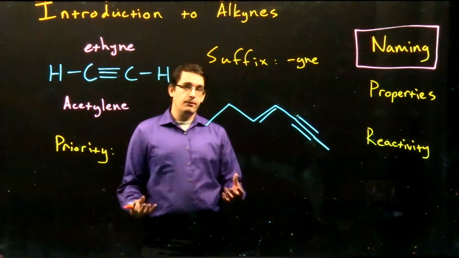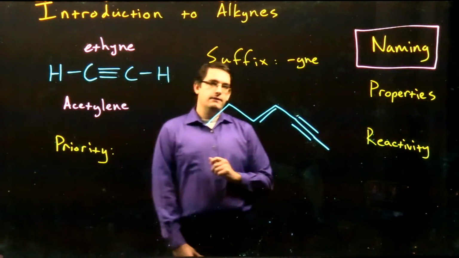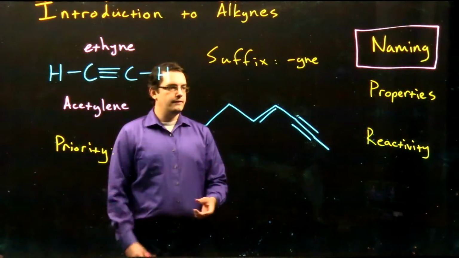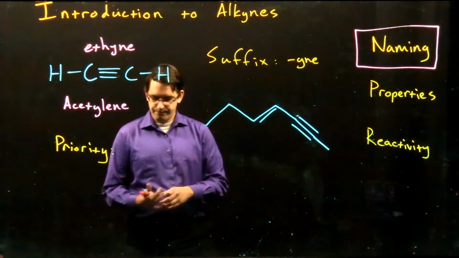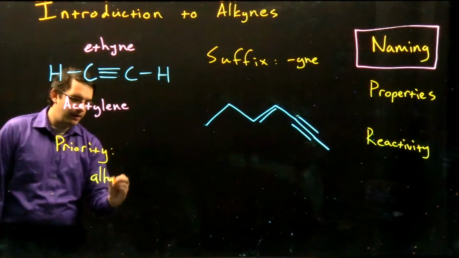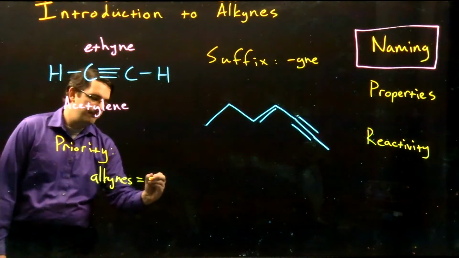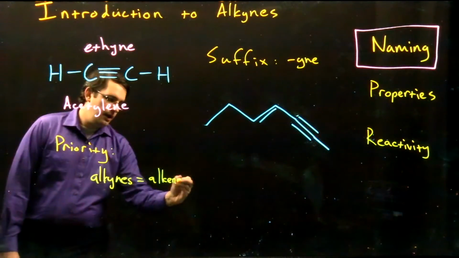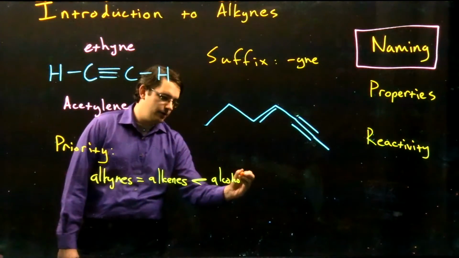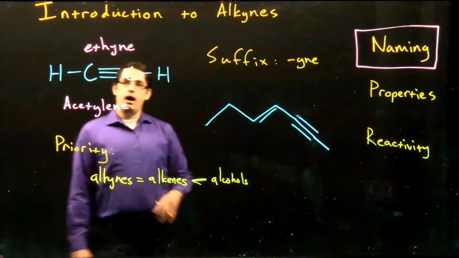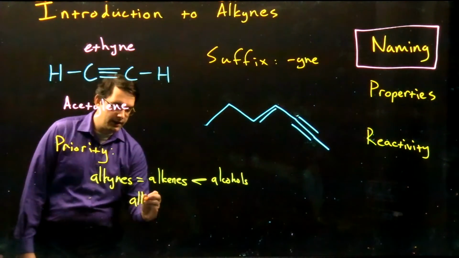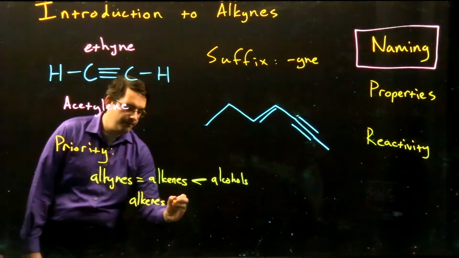Now, of course, if we have multiple functional groups in the same molecule, such as our molecule shown here, we need priority rules to tell us which one to give our lower number to. So for our alkynes, we have equal priority to our alkenes. And of course, that means we are also still less than other functional groups like alcohols. In the case of a tie between an alkene and an alkyne, the alkene will break the tie.